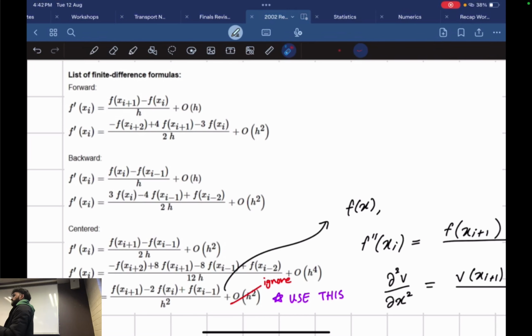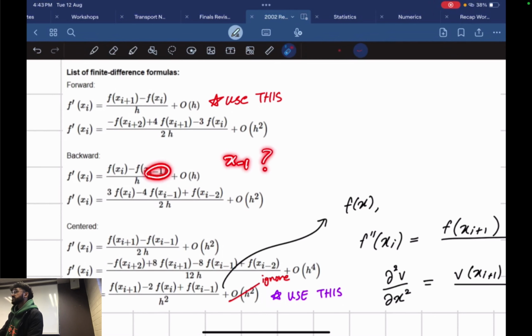There's no x of negative 1, but then how do you know which of the first ones to use? That one has a lower error. I think you can use either one, it doesn't really matter, it's justified. But that one has a lower error, so I'm going to use the first one. If we use the center difference, or the backwards one, and try to find a value for x0, you end up getting x of -1, which doesn't exist.